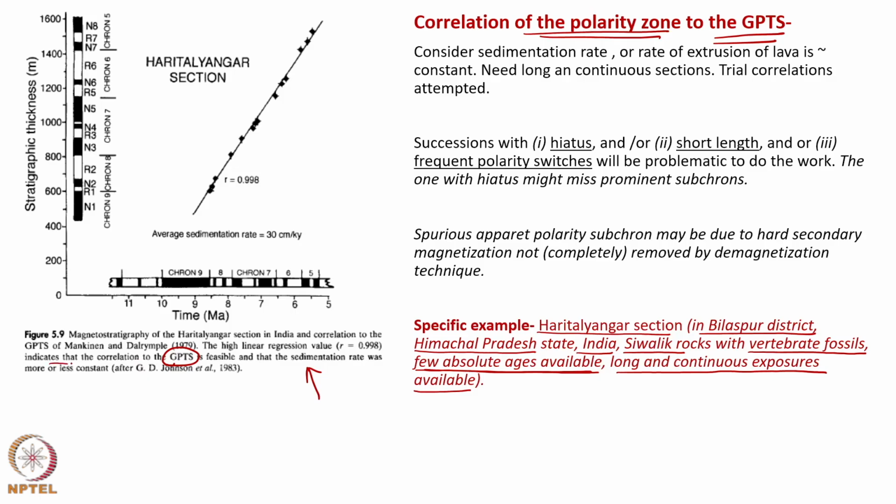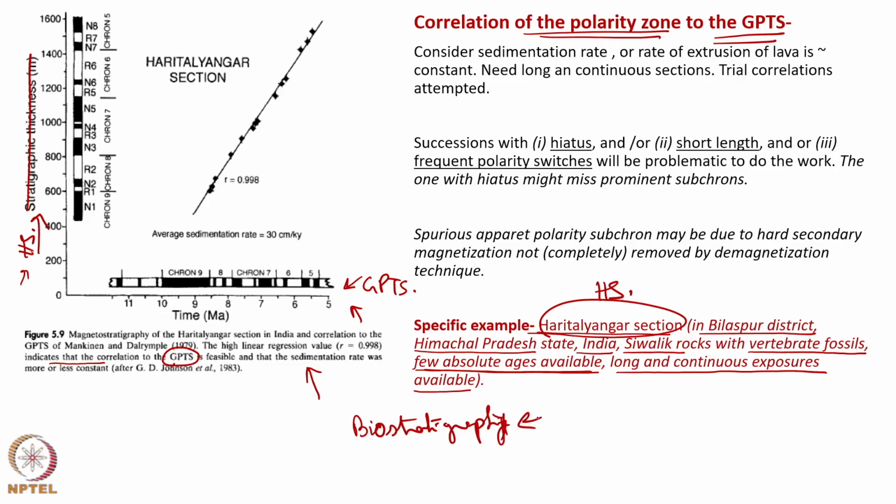The GPTS from the previous author is plotted along the x-axis, and the finding from this Haritaliangarh section, let us call it HS, is plotted along the y-axis. Section to section correlation has been made in a similar way to what has also been done in biostratigraphy. In my NPTEL lecture I have described it in detail. So, here GPTS and the HS have been correlated, the points have been plotted, and the best fit line with the correlation coefficient 0.998, which is close to 1, which means a strong correlation, has been established.